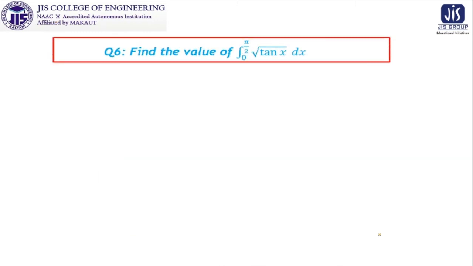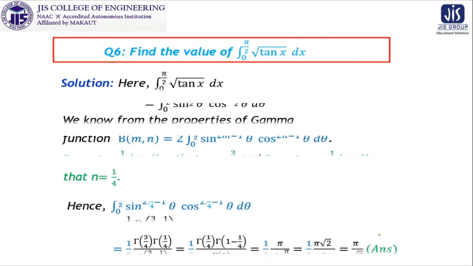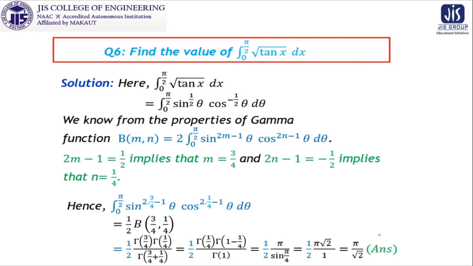Now the next problem initially looks different from the previous problems, but after a single step you will be able to understand that this is also the same type of problem. What is that? Tan x is sin x by cos x, and sin x by cos x to the power half means sin x to the power half by cos x to the power half, that is sin x to the power half into cos x to the power minus half. Now the problem will be similar to the last problems, because already we have reached up to this part.